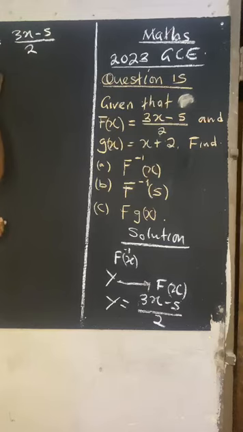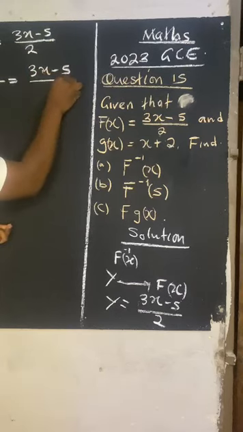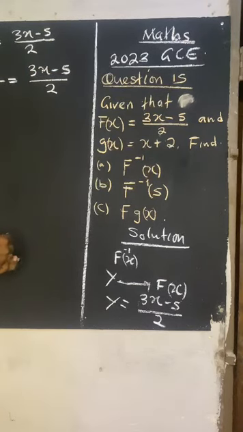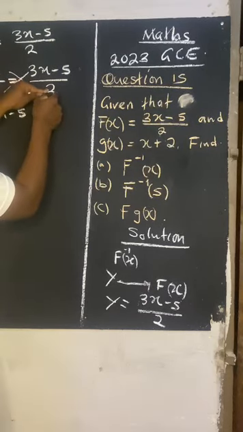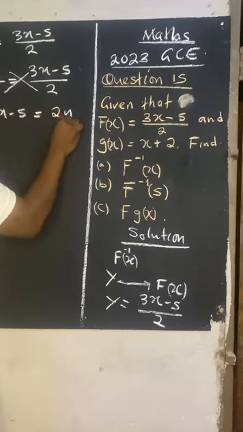Okay, so how do you make this x the subject of the formula? You say y over 1 is equal to 3x minus 5 over 2. The next step that you need to do when you reach this stage, you cross multiply. Okay, so we have 1 times everything here. We have the same, which is 3x minus 5 is equal to y times 2, which is 2y.